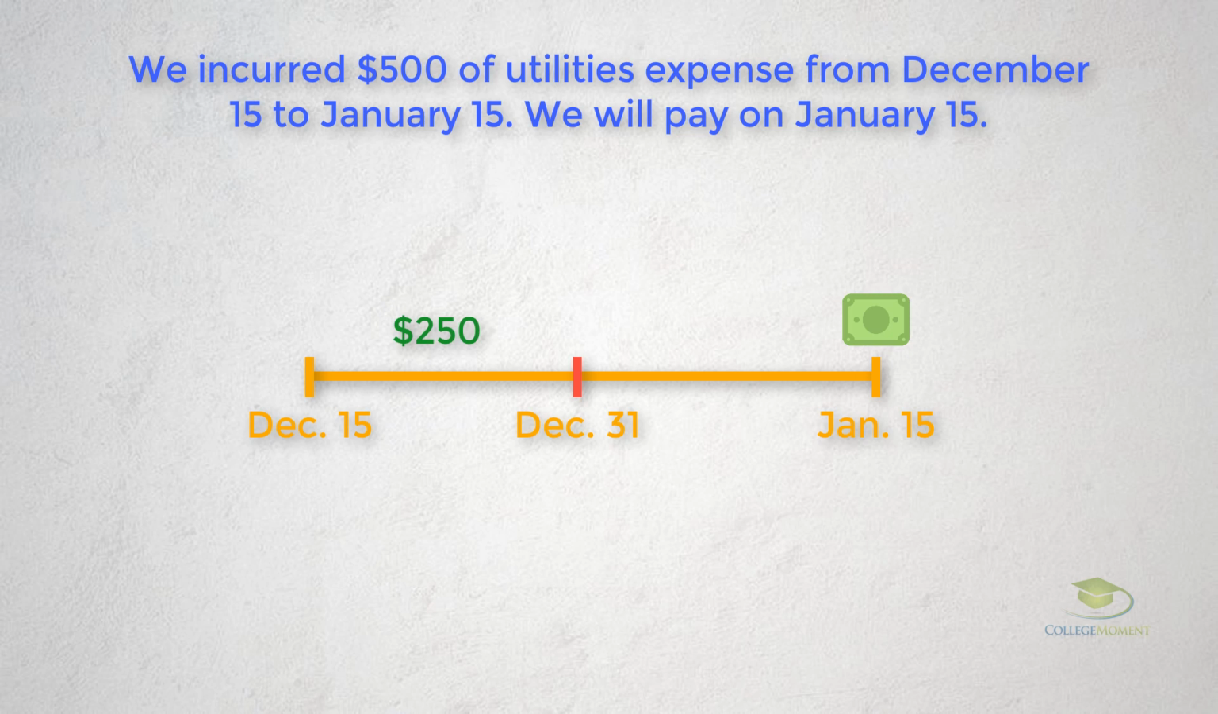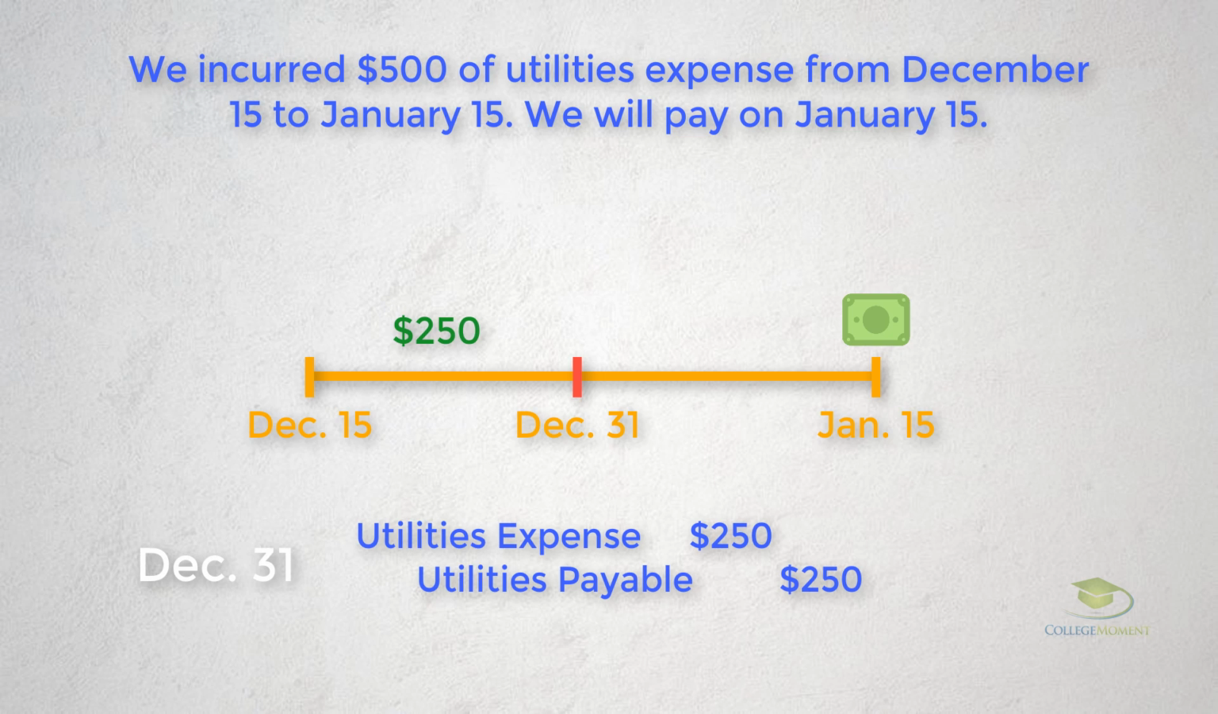This is the adjusting entry. We have to recognize the utilities expense of $250. If we don't, we will be lying to our investors. So the adjusting entry on December 31st will look like this. We credit utilities payable because we do not pay on December 31st, but we owe.